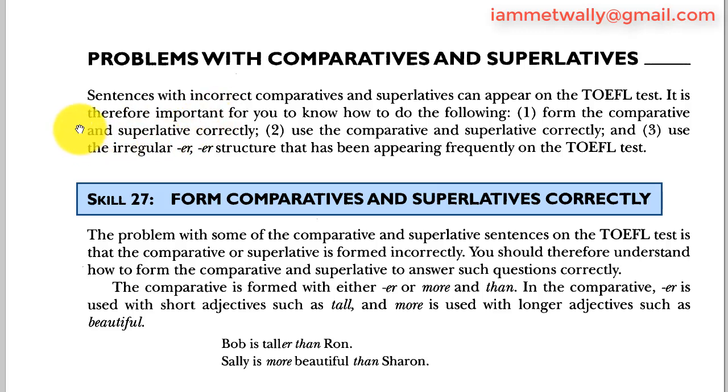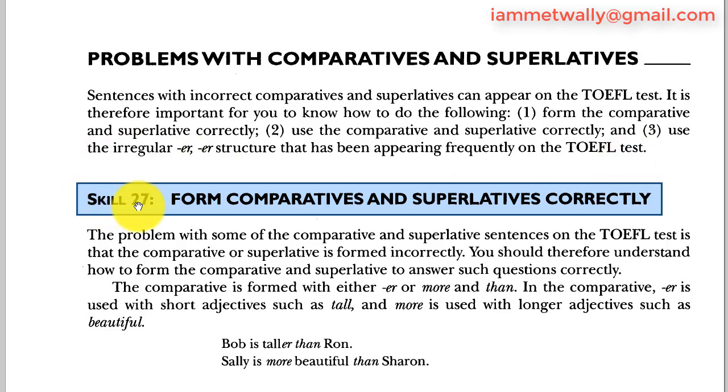Along with Skill 27. So here we go. Sentences with incorrect comparatives and superlatives can appear on the TOEFL test. It's therefore important for you to know how to do the following. Number 1, form the comparative and superlative correctly. Number 2, use the comparatives and superlatives correctly. And number 3, use the irregular -er structure that has been appearing frequently on the TOEFL test.